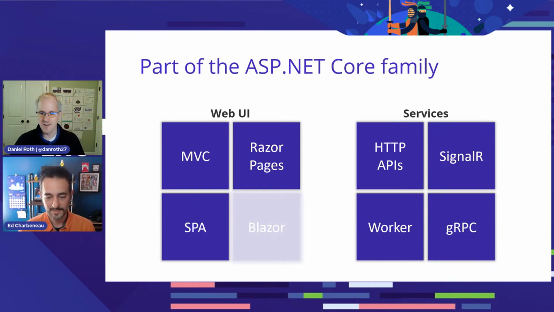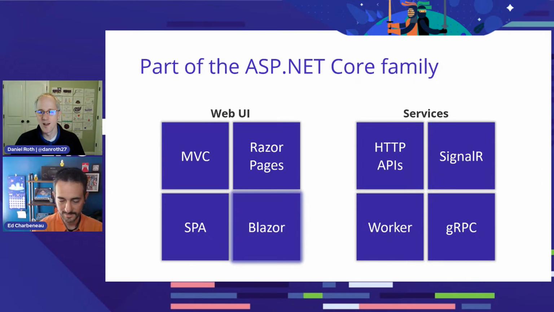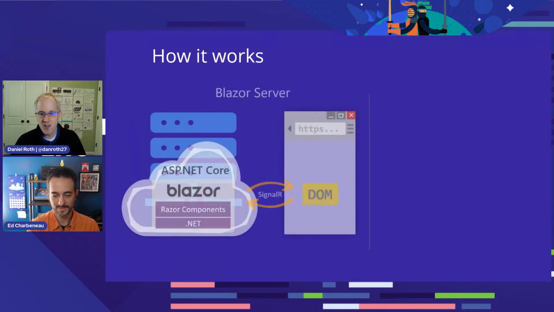The addition of Blazor to ASP.NET Core expands the reach of your .NET web apps to the client. There's no need to rewrite your existing ASP.NET Core apps to use Blazor. You can add Blazor functionality to your existing pages and views without having to change anything. Now, how does this all work?